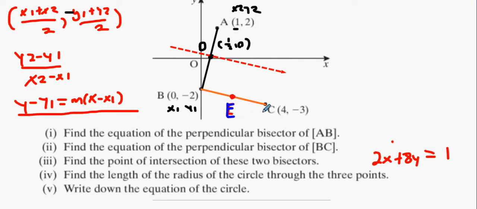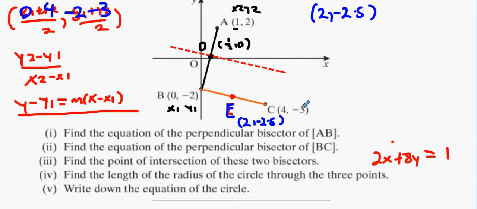Okay, so add the x values together. We're going to have 0 plus 4 divided by 2, which is 2. And then we're going to have minus 2 minus 3 divided by 2, which is minus 5 over 2, which is minus 2.5. Did anybody get that as the midpoint? 2, minus 2.5. Alright?